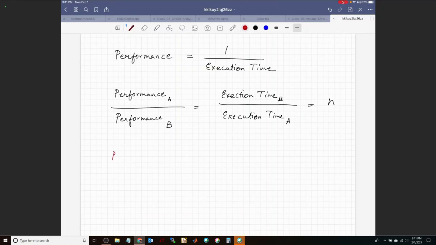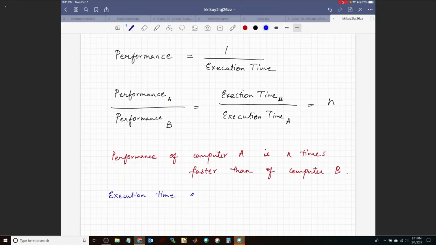Then we can say performance of computer A is n times faster than that of computer B, which also means we can say execution time of computer B is n times longer than that of computer A. You guys see that? So performance is inversely related to execution time.